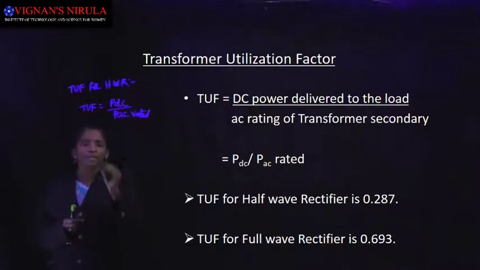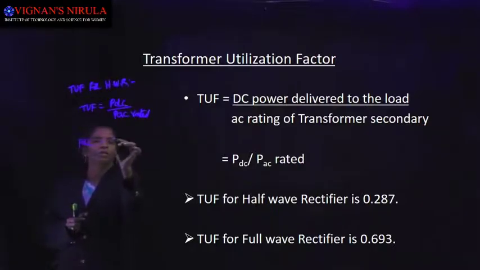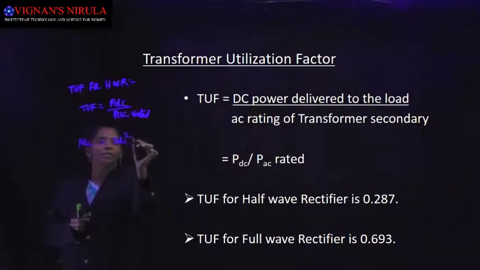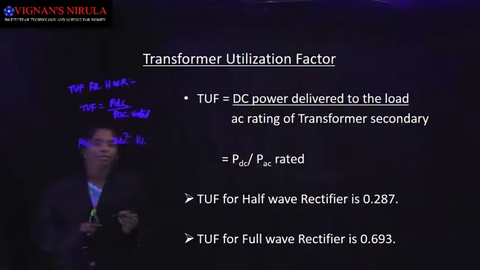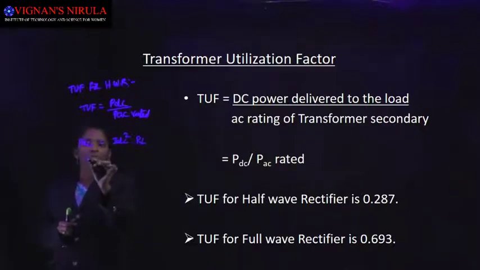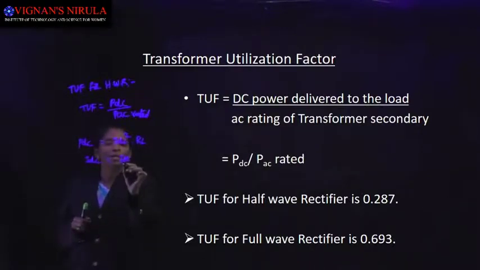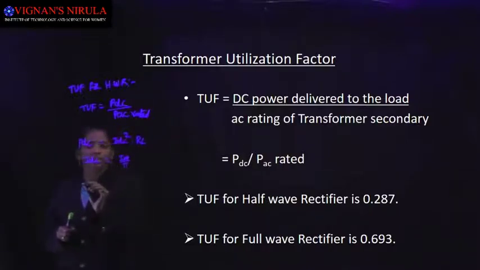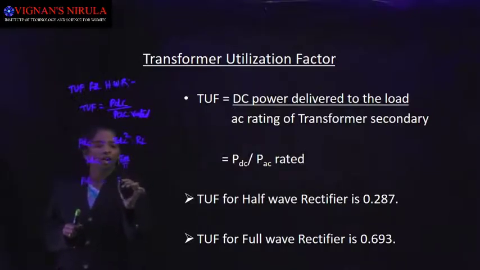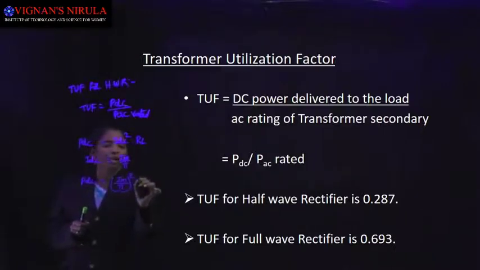What is meant by PDC? DC power delivered to the load. So PDC equals IDC square into RL. What is meant by IDC? For the half wave rectifier, IDC equals Im by pi. Substitute the IDC value in PDC, then PDC equals Im divided by pi whole square into RL.